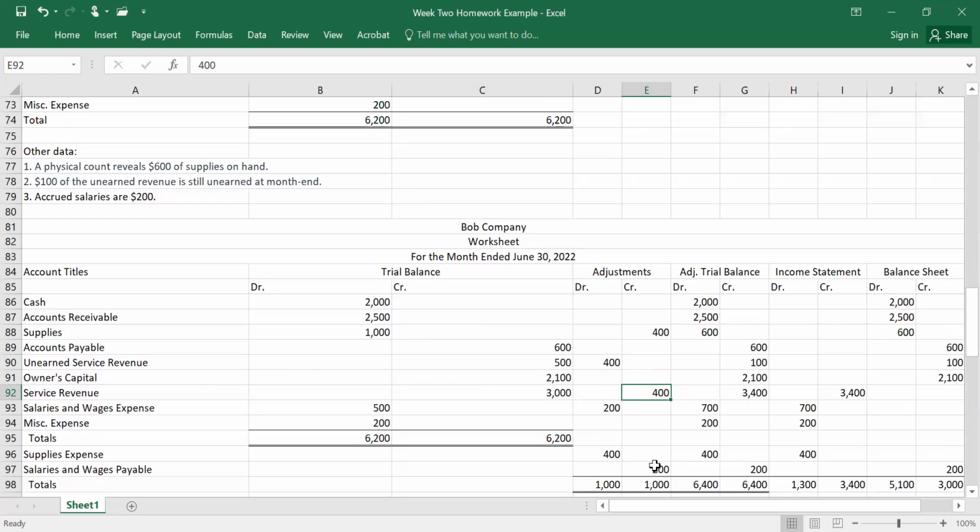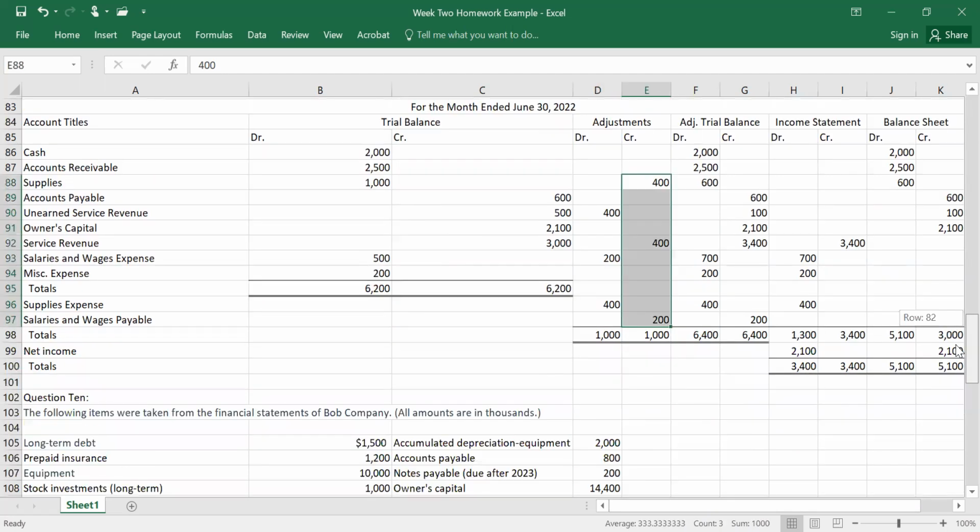And the last one, accrued salaries are 200. So we're not paying them, we just need to account for them. So we would debit salary and wage expense 200, and we would credit salary and wages payable 200. This bottom number, which is our totals, we would just add together. So 400 plus 200 plus 400 is 1,000. 400 plus 400 plus 200 is 1,000.